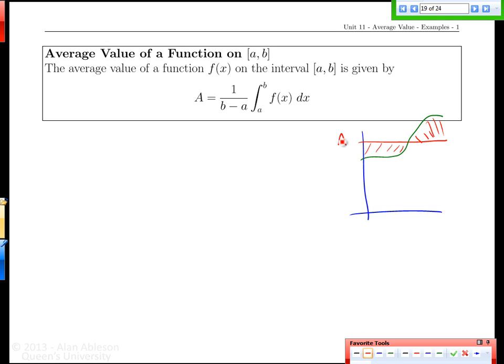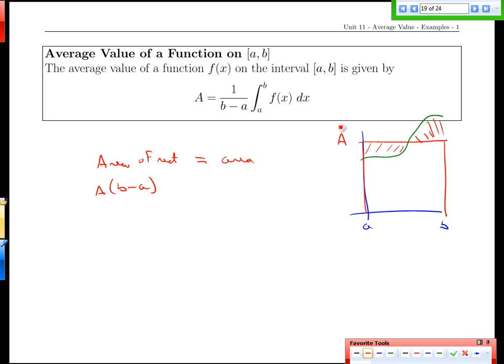This average value A can be computed. Well, actually we can do a nice rectangular approximation here. We have a rectangle here that's A times, well, what's the width of this bottom here? It's going to be B minus A. So we have the area of a rectangle is going to equal the area under the graph.